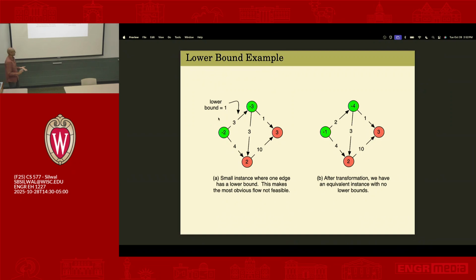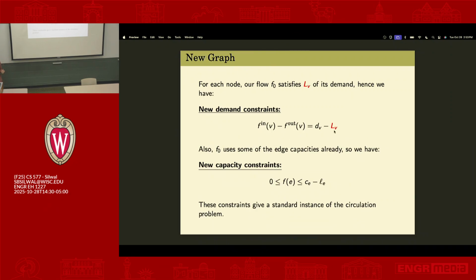Then what do I do? I start by putting 1 unit of flow on that edge. That at least satisfies the lower bound constraint. But what does that mean? Intuitively, I'm sending 1 unit of stuff from here to here. That means this node actually has less stuff, and this node ends up with more stuff. So if we transform the graph by forcing whatever the lower bound is on every edge, then our problem with lower bounds transforms into the first application where we only have demands. So that's what this slide is saying.